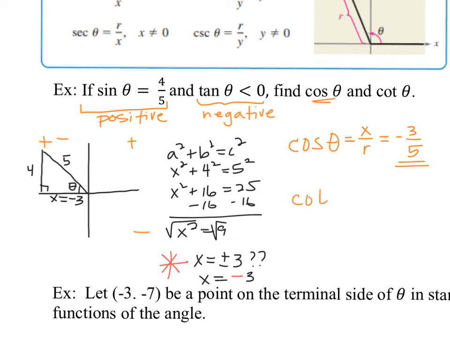Cotangent, same idea. Cotangent, by definition, is x over y. And in quadrant 2, cotangent's negative because we have negative 3 over 4. And that's how definitions will be either positive or negative. It all depends on location.